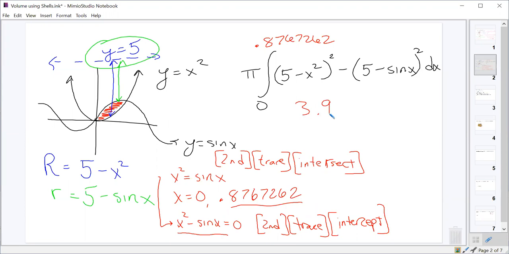3.9 what? 3.984 units. Other people agree with that? Yes. Lots of yeses. I like lots of yeses. Lots of yeses is good. Anybody in here in the class not get that number? I can look at your calculator and tell you what. That's after multiplying by pi, yeah.